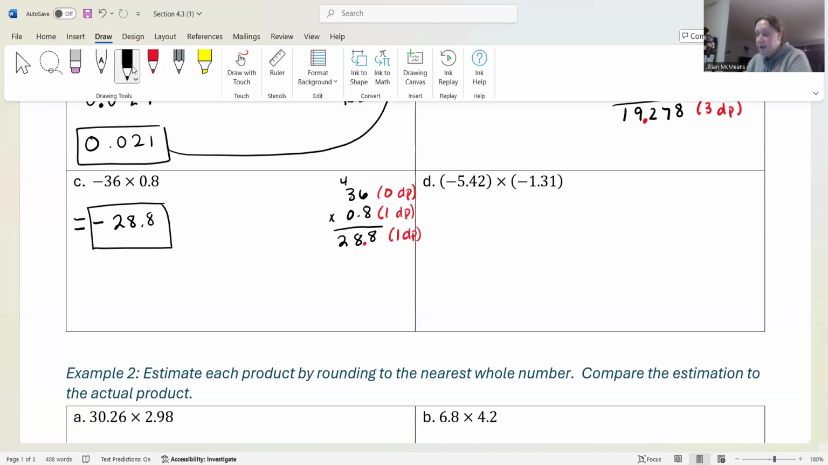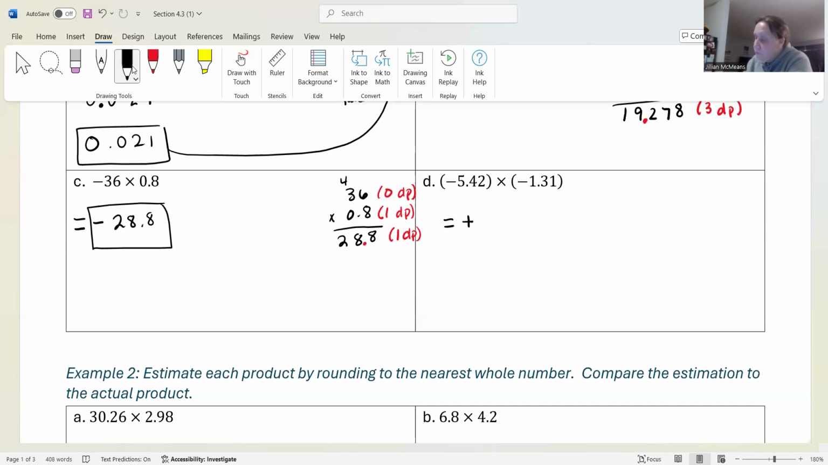One more for this example. So we have negative 5.42 times negative 1.31. And remember, if you multiply two negatives, the product is positive. So I'm going to put equals plus. We don't generally write positive numbers with a plus. I'm putting the plus there mostly to remind myself, hey, don't forget you have a positive final answer.